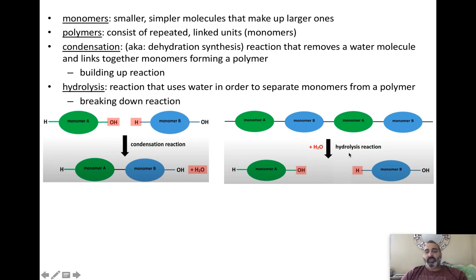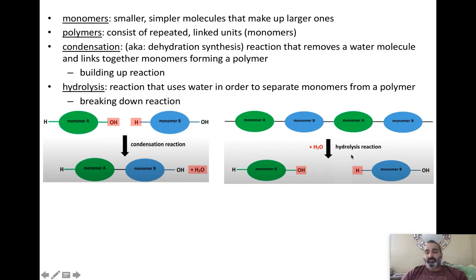A hydrolysis reaction is a breaking down reaction. So you start out with a polymer, bunch of monomers connected to each other. And in this reaction, water is needed for this reaction to take place. Over here, water was produced in condensation. In hydrolysis, water is needed. It's required for this reaction to happen. The water goes into the reaction. The water gets broken up, actually, because the H sticks to the end of this monomer, and the OH part gets stuck to the end of that monomer. And that's where the water went in the reaction.